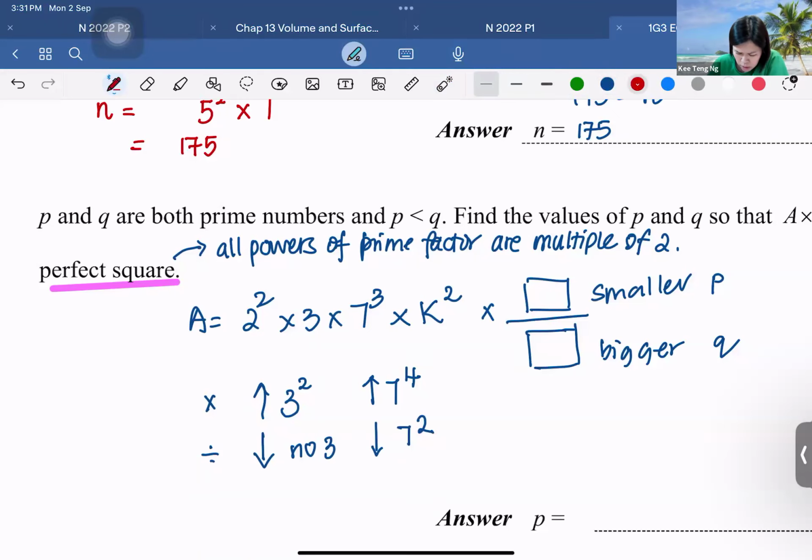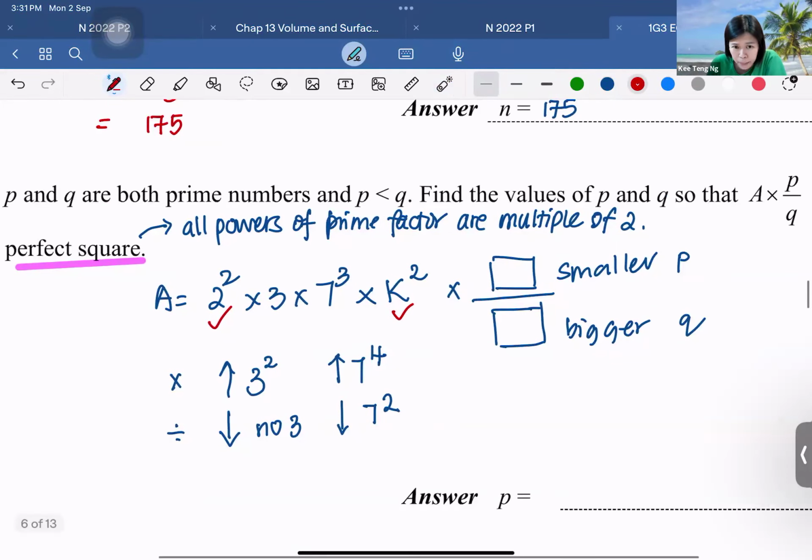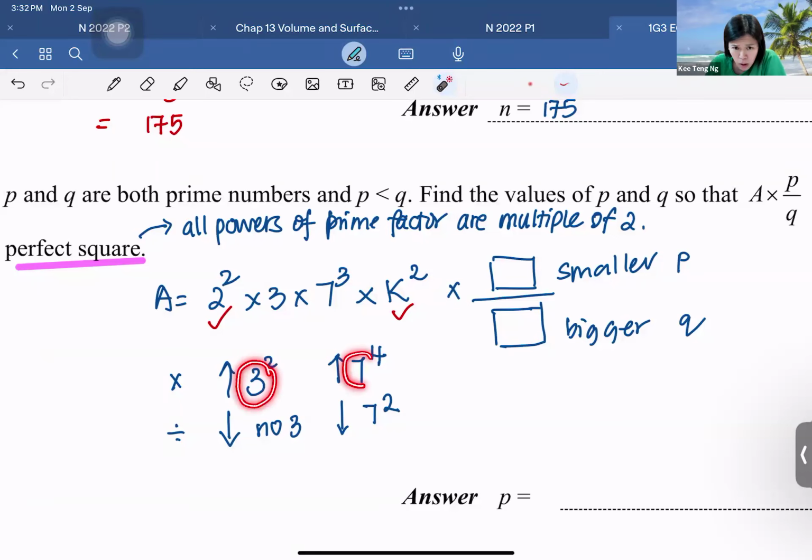7K squared is already done, no problem. So now the question is, I can only multiply by one number and divide by another number. And the number P that I multiply must be a smaller number. Am I going to multiply by 3? Or am I going to multiply by 7? What am I going to multiply?